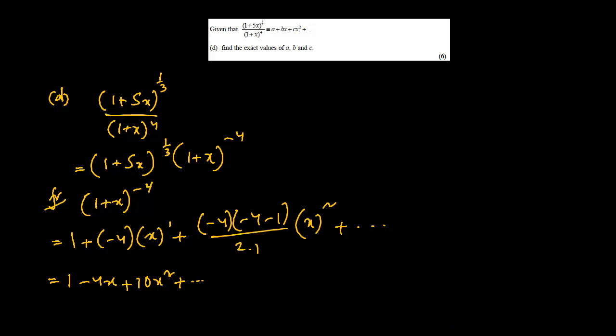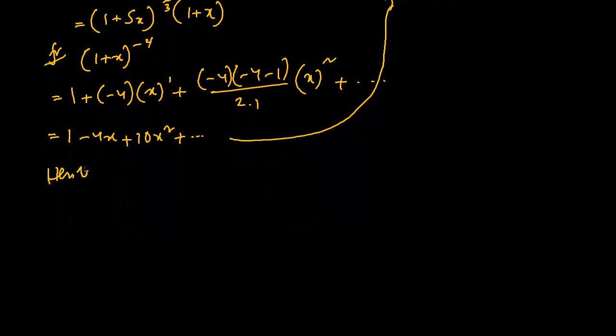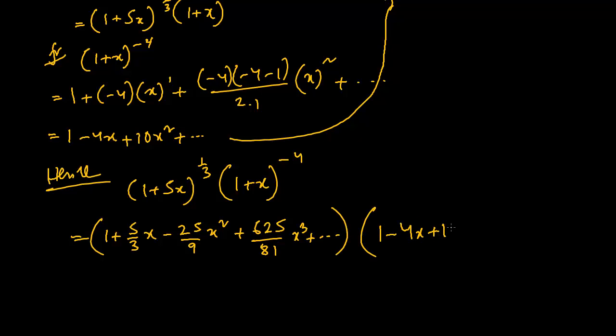Now we can expand. Let me do it over here because there's no space. Hence, the expansion: the first one is (1 plus 5x) to the power 1 by 3, and the other one is (1 plus x) to the power minus 4. So this is going to be 1 plus, as we just expanded in question number A, 5 by 3x minus 25 by 9 x squared plus 625 divided by 81 x cubed, although we don't need this, we need only up to x squared, and this is 1 minus 4x plus 10 x squared.